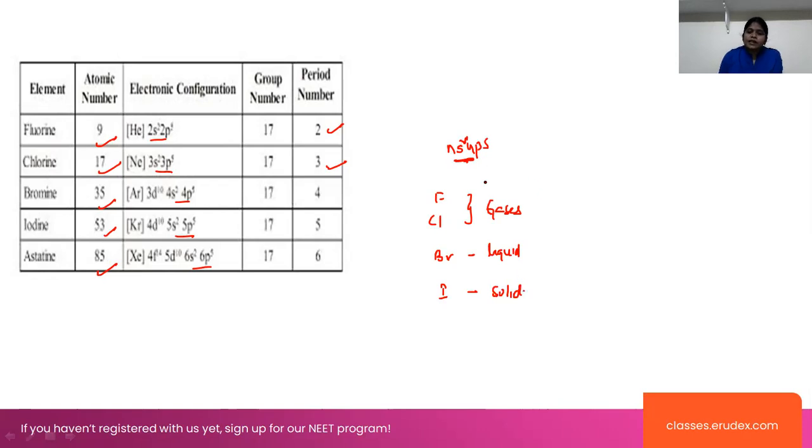These exhibit colors: fluorine exhibits a yellow color, and chlorine is greenish yellow. Bromine is red brown, and iodine is violet. In this case, metallic nature increases from top to bottom in the group, toward astatine. Astatine is a radioactive element, right?